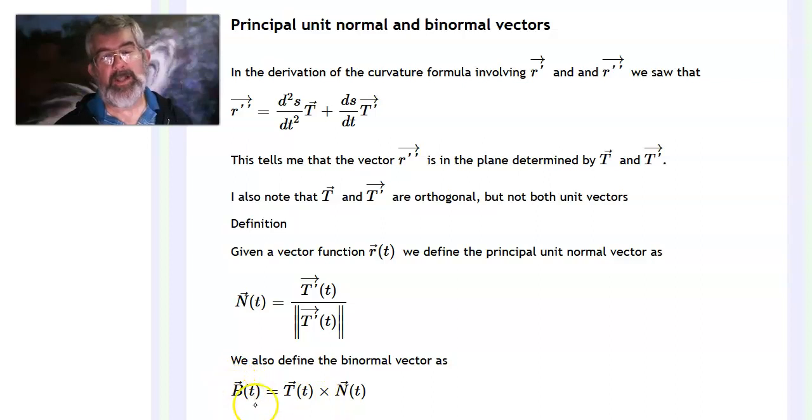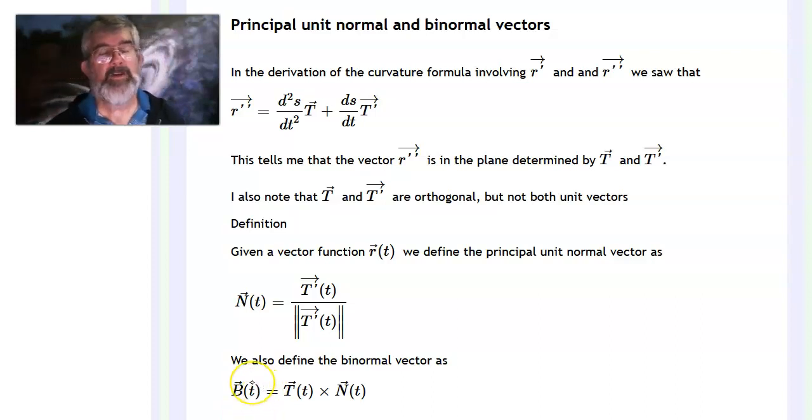So I know that the length of B is the length of this times the length of that times the sine of the angle in between them. The angle in between them is pi over 2, and so the sine of pi over 2 is 1, and both of these are length 1, and so the B vector here, the binormal, is also length 1.